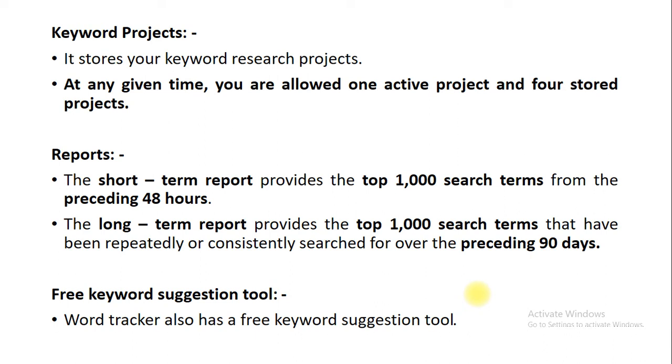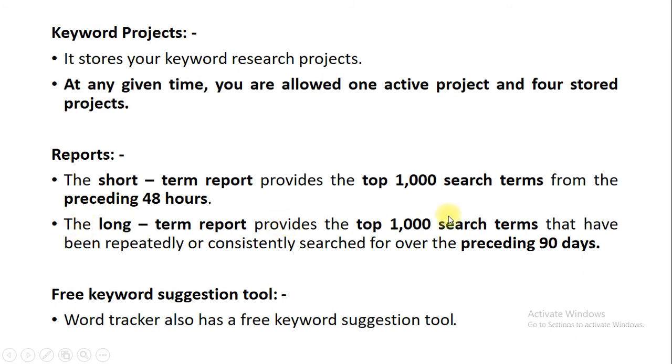It is a short term report which provides the top 1000 search terms for the preceding 48 hours. Preceding 48 hours means before 2 days, right. I want to see the result based on the 2 days before. So that short report I can get with the help of reports, and it returns the top 1000 search terms which occurred within 2 days.